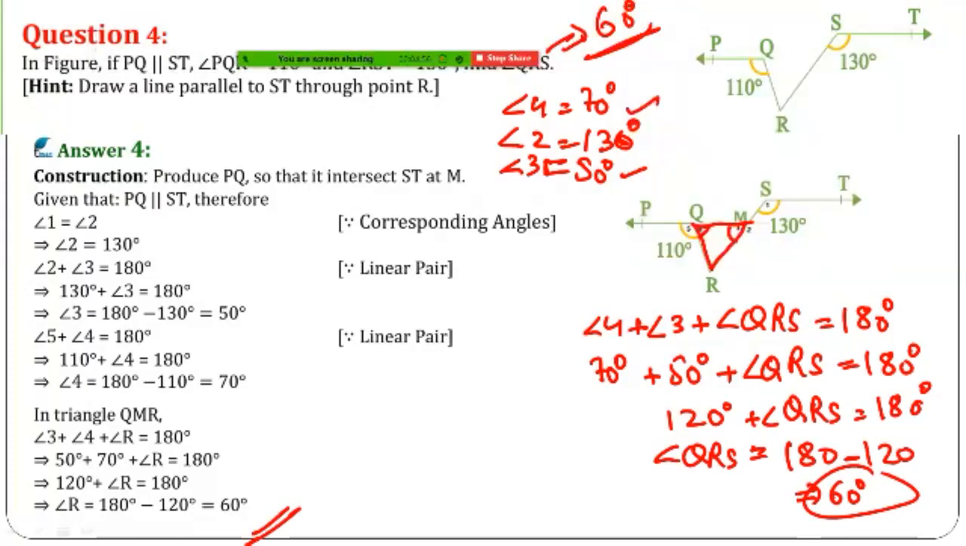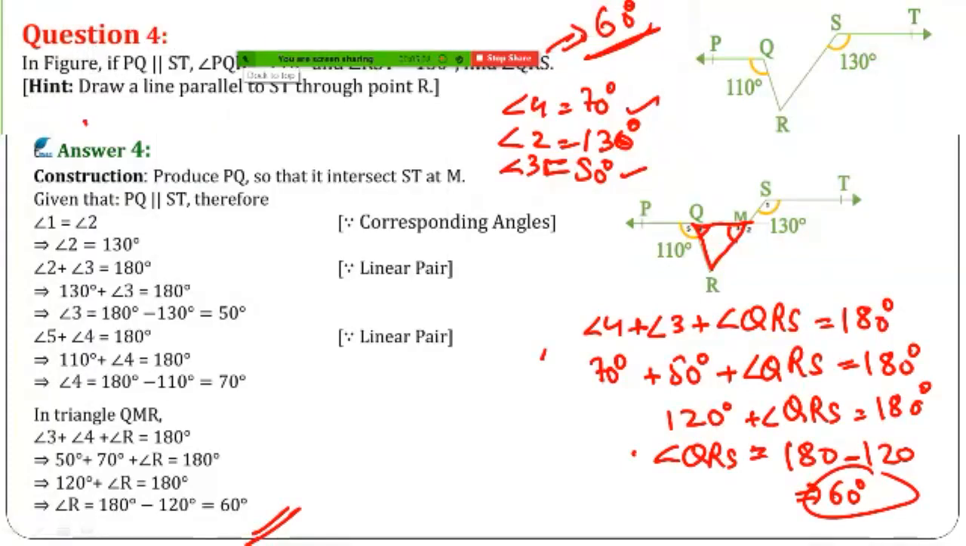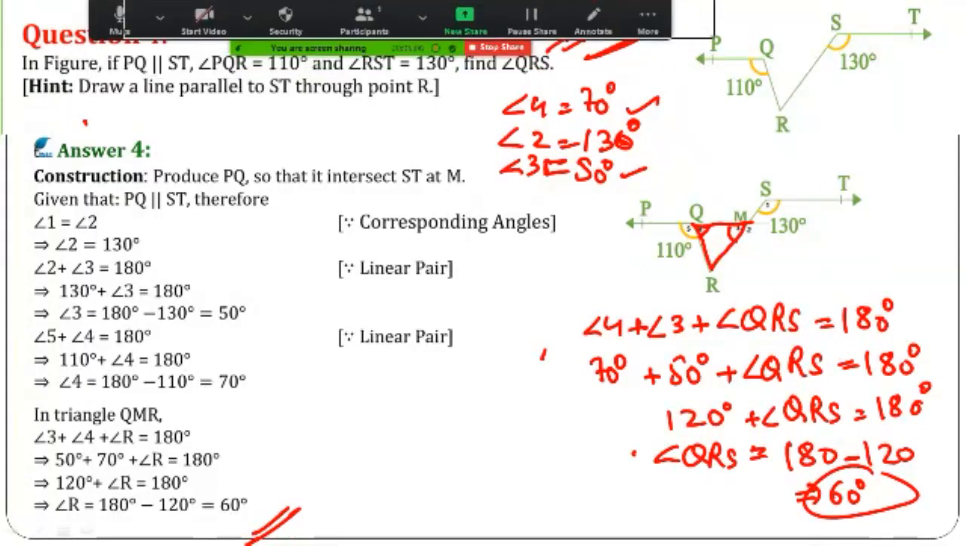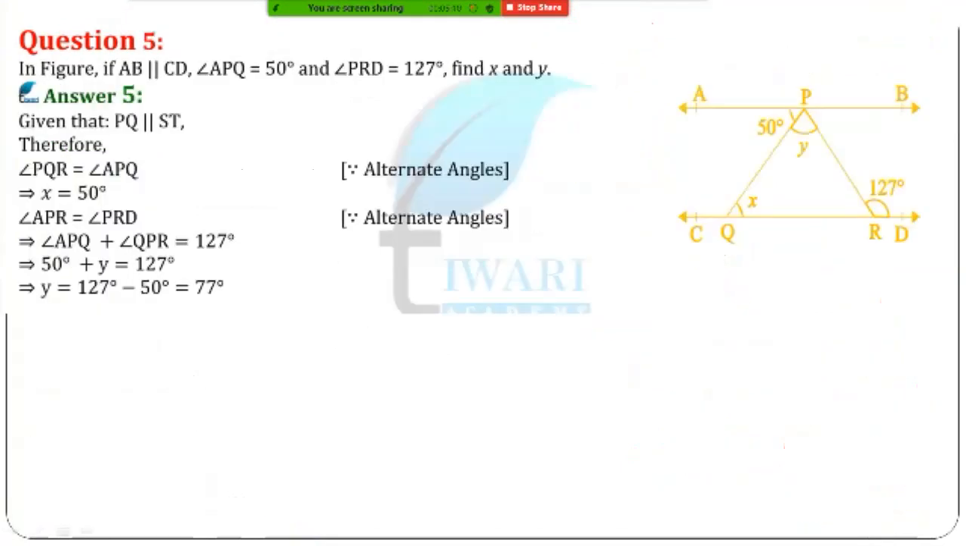So next question is, in the figure, AB is parallel to CD and angle APQ is equal to 50 degrees and angle PRD is equal to 127 degrees. We have to find the value of X and Y.